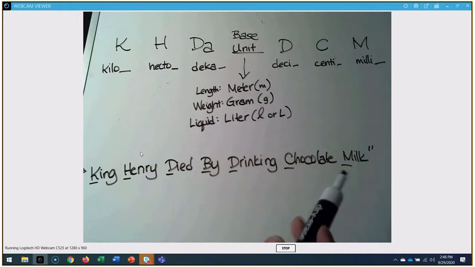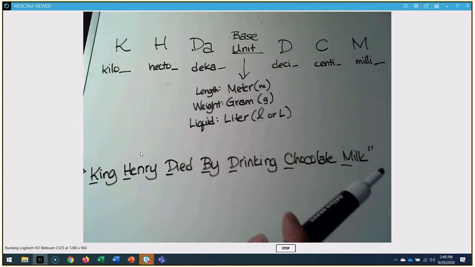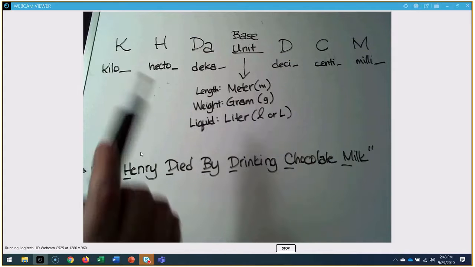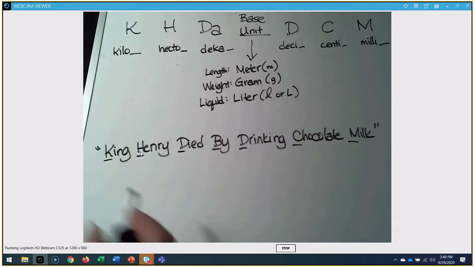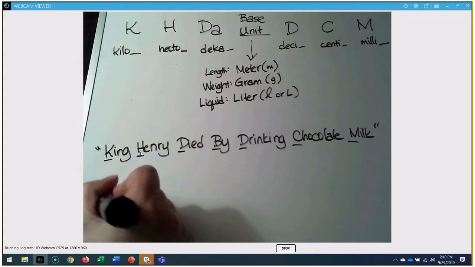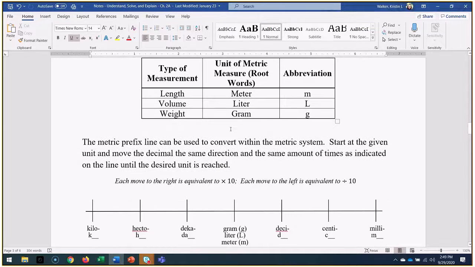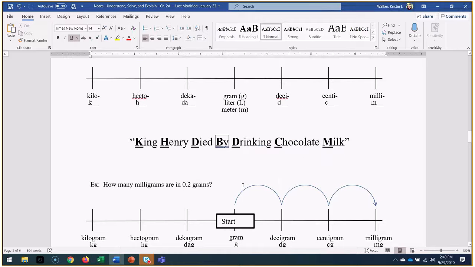This is a little different than what is up on the lecture. They have a different saying. This is the one that I know. But just to help you remember the order, because the order of these prefixes is what drives the whole process. So let's go and do an example of this here. How many milligrams are in 0.2 grams? Let's do that one.